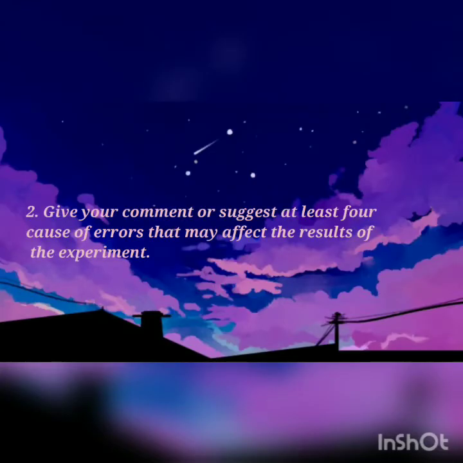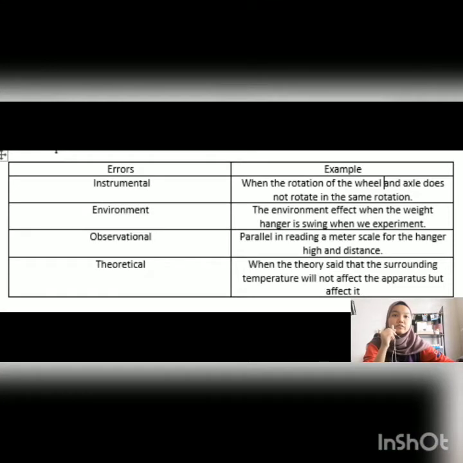Okay, for the second discussion, give your comment or suggest at least 4 causes of error that may affect the result of the experiment. First is instrumental, for example, when the wheel and axle do not rotate with the same rotation. Error for the environment is when the environment affects the way the hanger swings during the experiment. Observational is, for example, parallax in reading a meter scale for the hanger height and distance. Theoretical is when the theory says that the surrounding temperature will not affect the apparatus but it does.